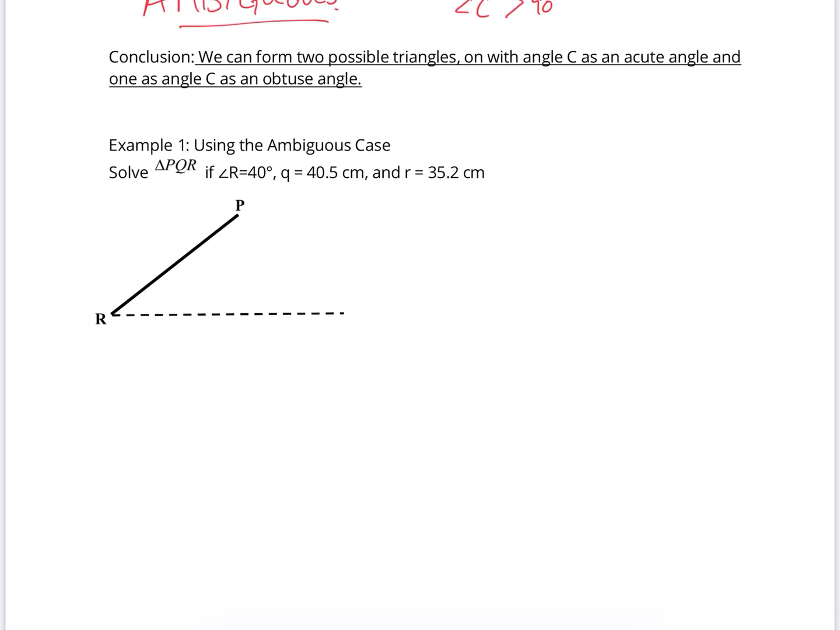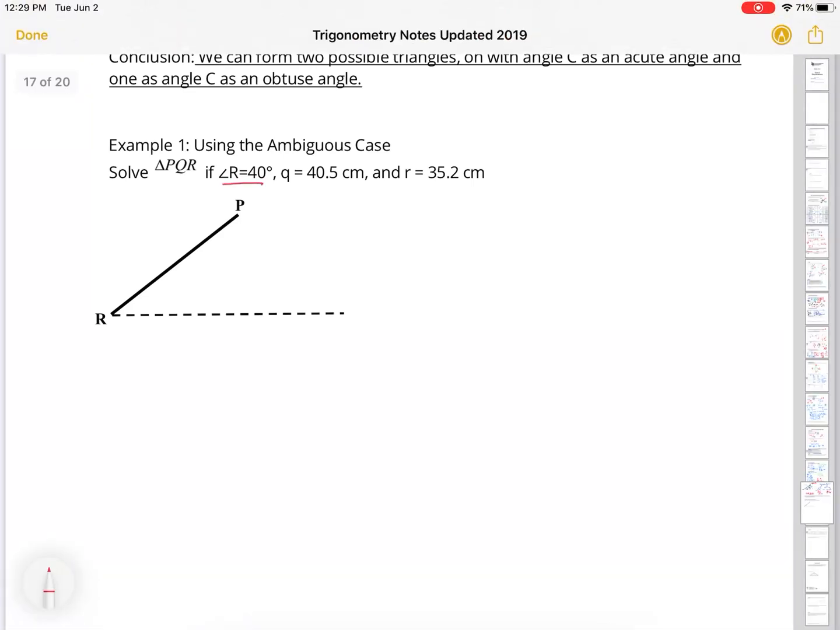So we're going to do an example here. So we have PQR. If R is 40, Q is 40.5 centimeters, and R is 35.2 centimeters. So from this, when we look at this, this would be Q, right? So it is 40.5 centimeters. R is 40 degrees. And then we have side R being 35.2. So we're going to have some situations here where we have to kind of test.